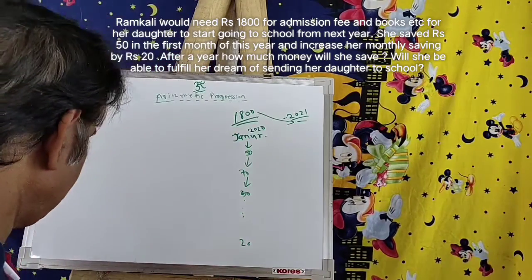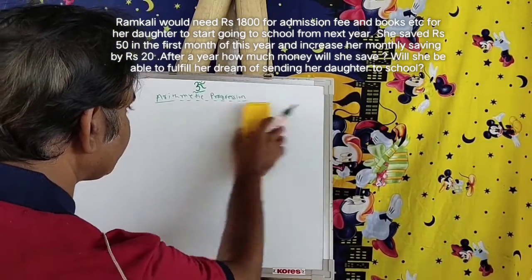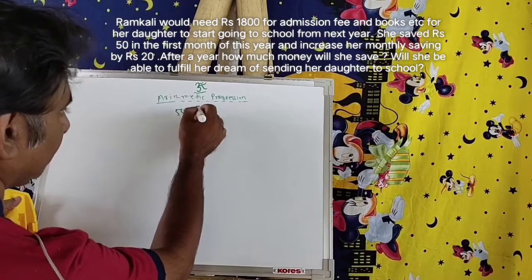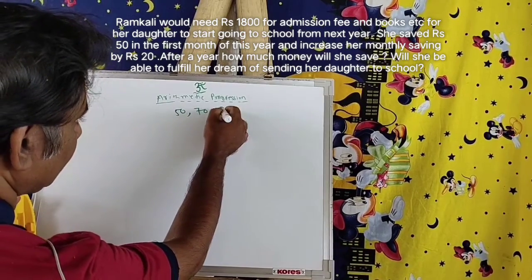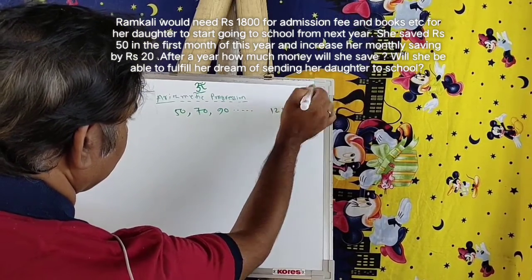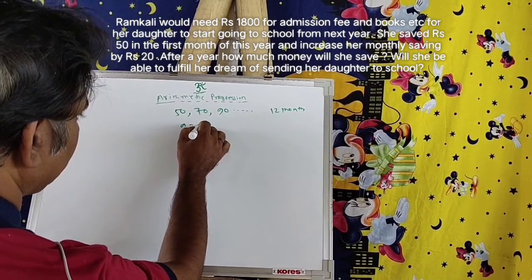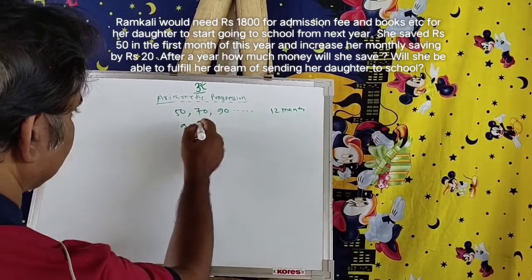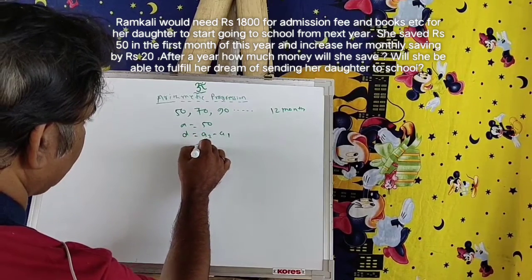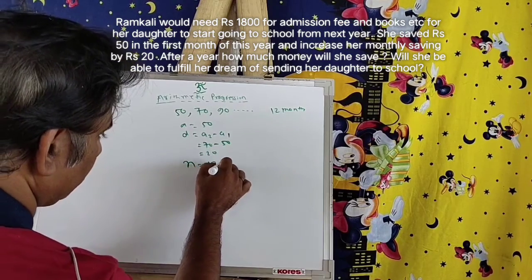So you understood that this should be a series. Your series is: in the first month, rupees 50; in the next month, 70; in the next month, 90; and so on up to how many? Up to 12 months. So in this case, this is a series, this is an AP. So A equals 50, and D equals A2 minus A1 equals 70 minus 50 equals 20, and N equals 12.